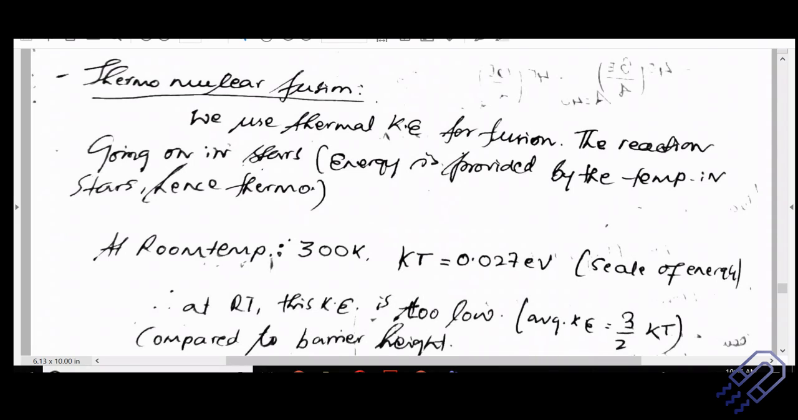What we are going to study today is thermonuclear fusion. The word thermo basically comes from thermal. So nuclear fusion, which happens because of the temperature factor, is referred to as thermonuclear fusion. And you know that if you want two nuclei to fuse together, you have to apply some energy, right? Depending on what kind of energy you apply, the fusion will happen.